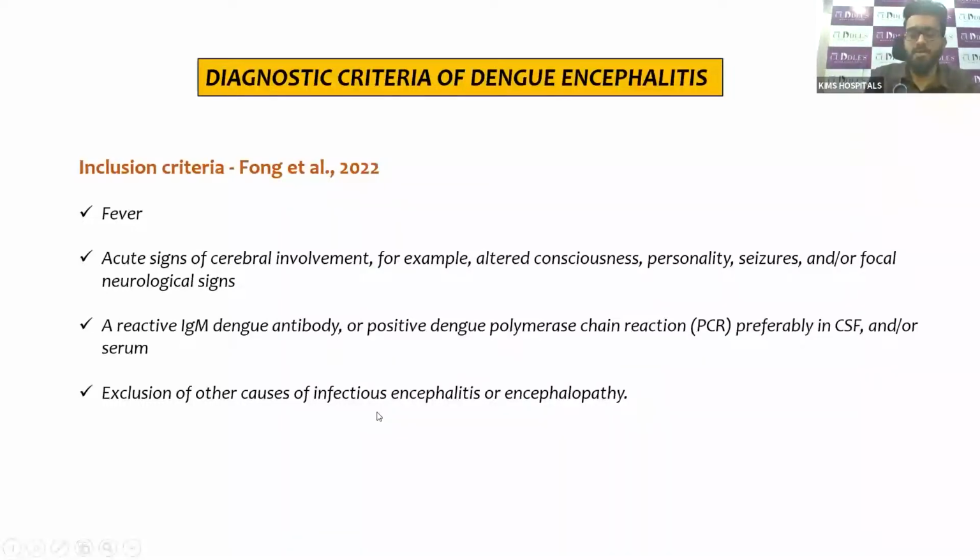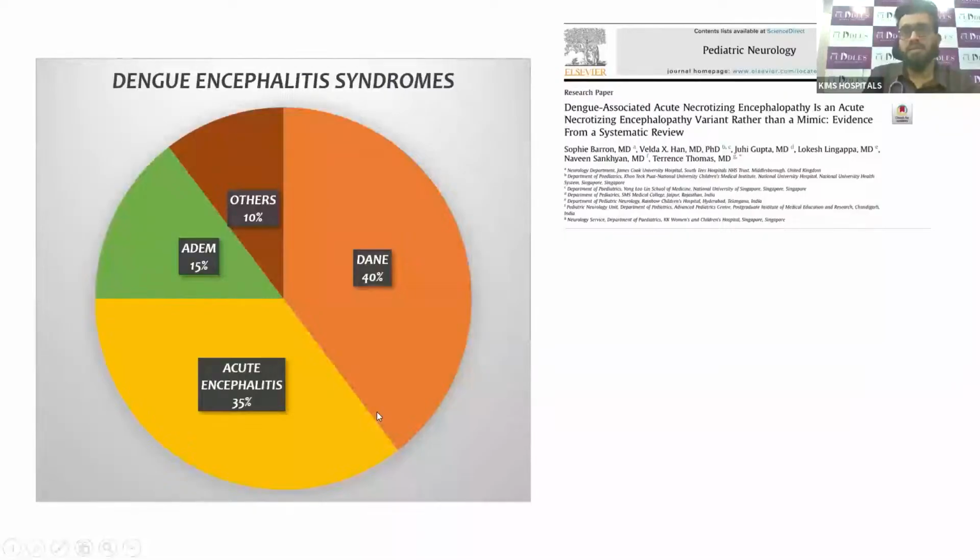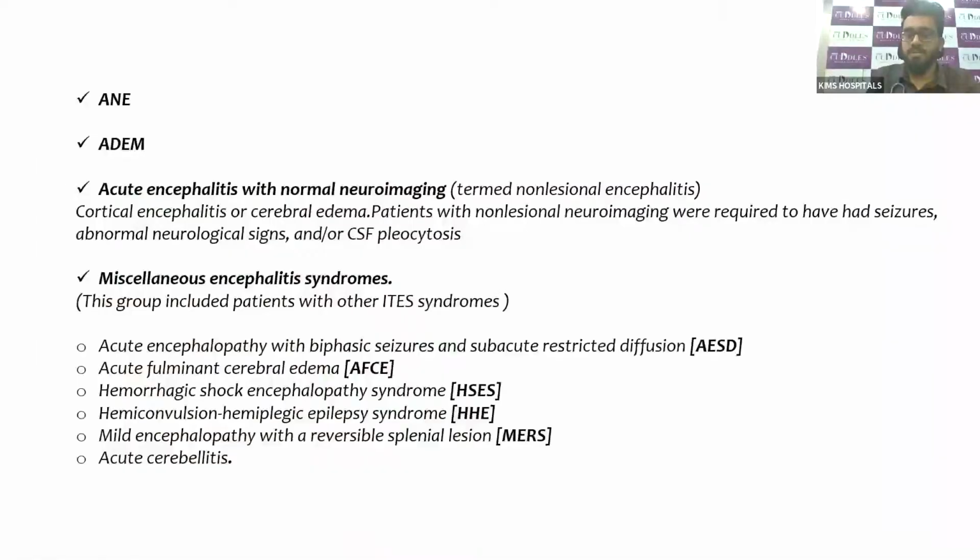closely mimic dengue encephalitis. Looking into this study, it is a systematically reviewed multicentric study done across 4 major centers across the globe, including United Kingdom, Hyderabad, Jaipur, and Singapore. So this study has put forth that amongst the cases of dengue encephalitis, dengue-induced ANE is the most common, accounting for almost 40% of cases, followed by acute encephalitis with no specific feature. The third one is ADEM, 15%, and other encephalitis syndromes. We'll look into these in the coming slides.